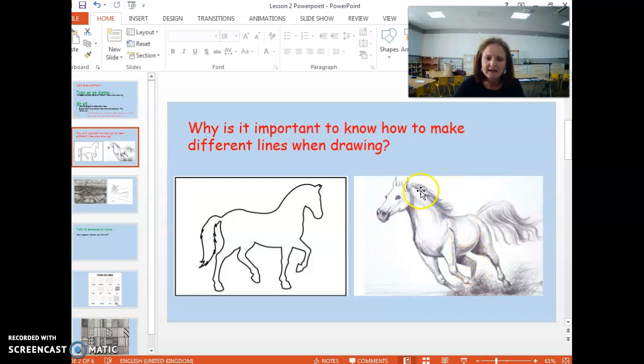Okay, and it just looks a lot more real than this horse over here, where there's only one type of line, which is the outline of the horse. So line helps our work to look realistic.